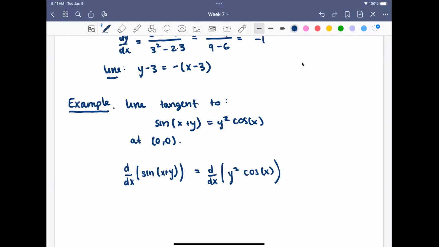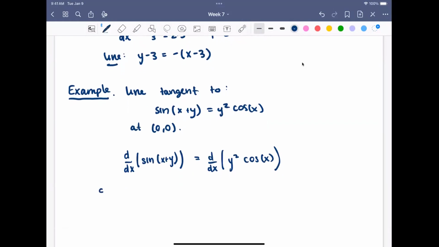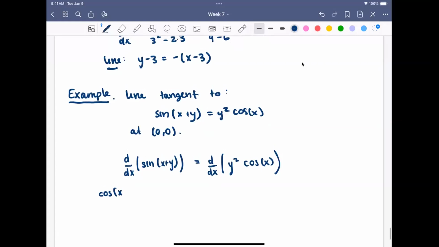Yeah, so we get cosine. Okay, so we're going to have to do a chain rule. So cosine is the derivative of sine, and then we leave the stuff inside alone. And then we have to take the derivative of x plus y. So for that, we get 1 plus dy/dx. Okay, what about the right-hand side of the equation?